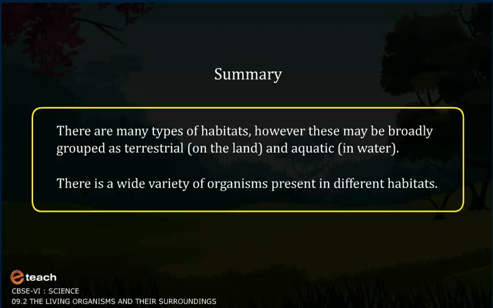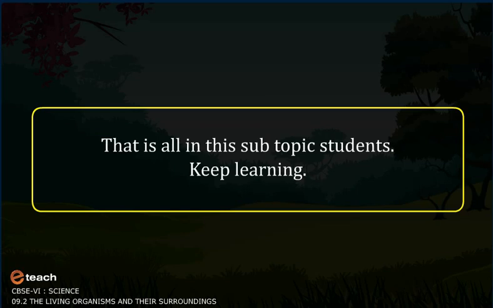Summary: there are many types of habitats. However, these may be broadly grouped as terrestrial on the land and aquatic in water. There is a wide variety of organisms present in different habitats. That is all in this subtopic, students.